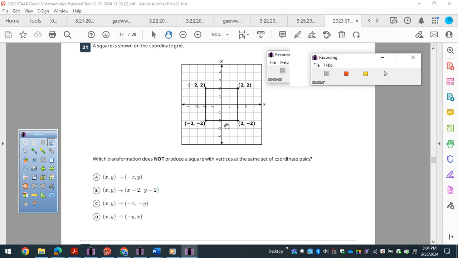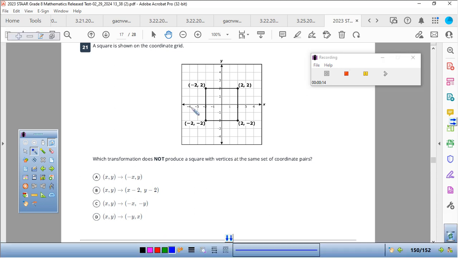Okay, so what's happening with this one is: which transformation does not produce a square with vertices of the same set of coordinate pairs? So these are all different transformations. Basically what it's saying is, if I do something to this figure, it doesn't wind up back in the same spot.